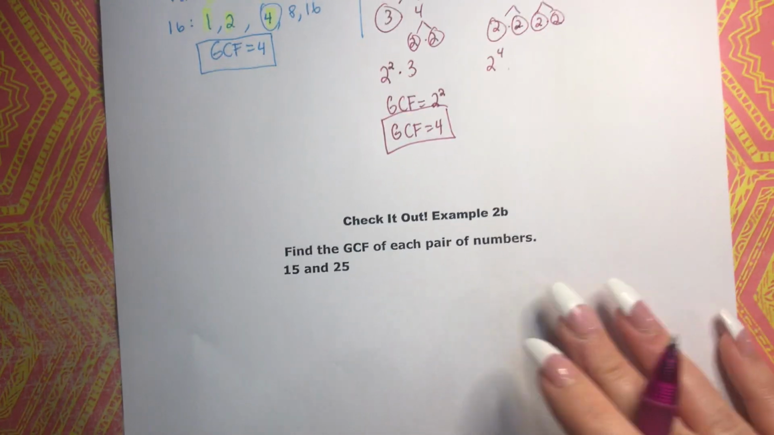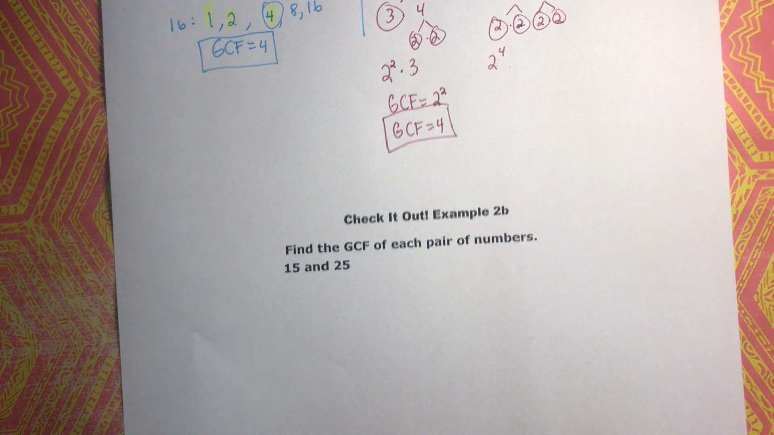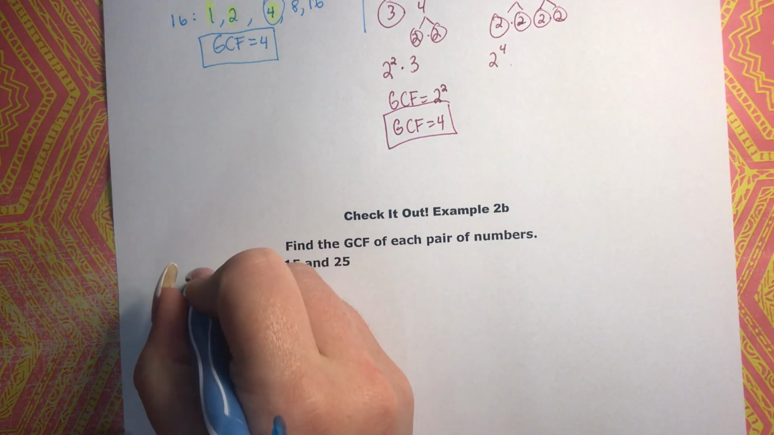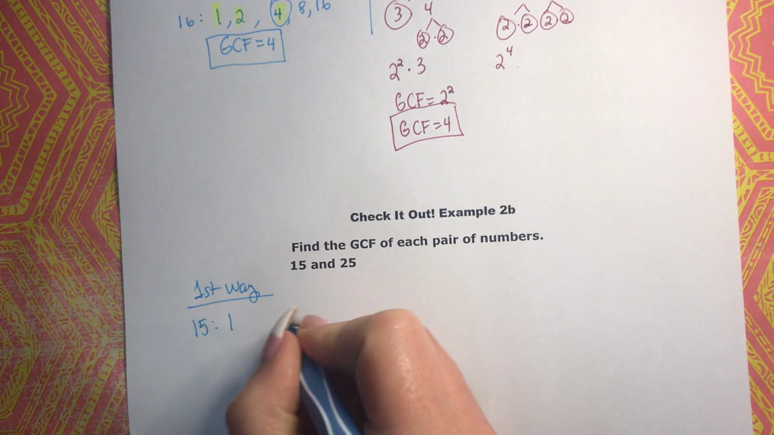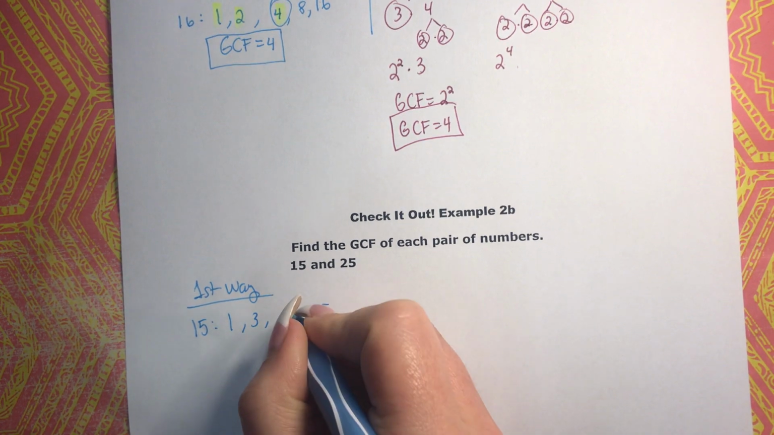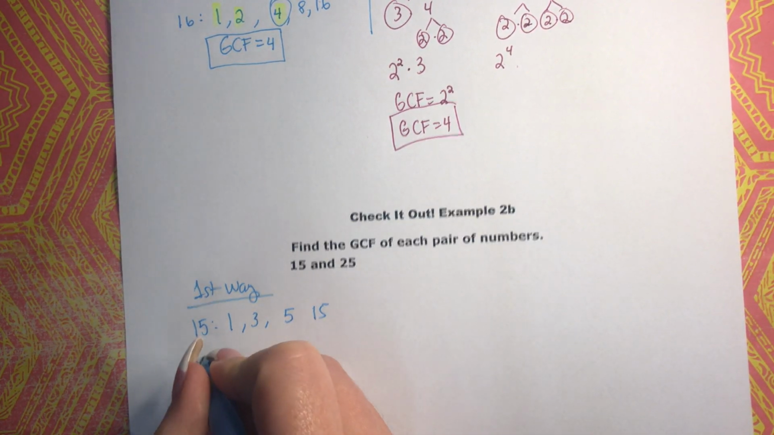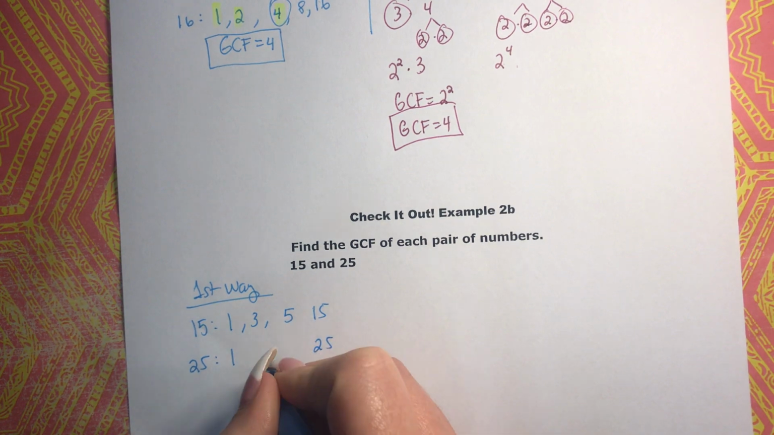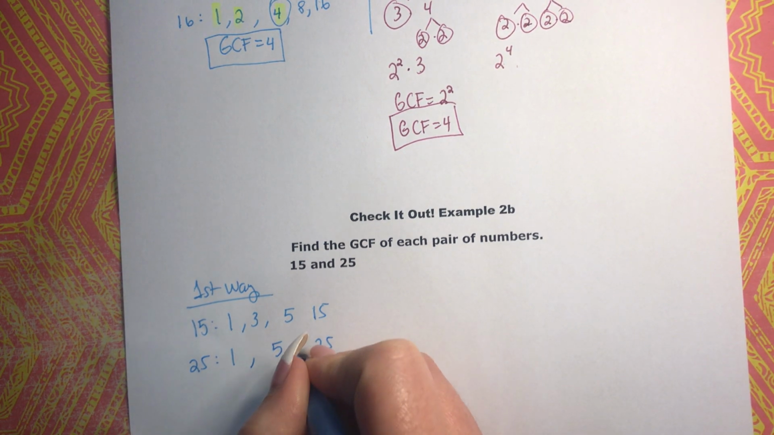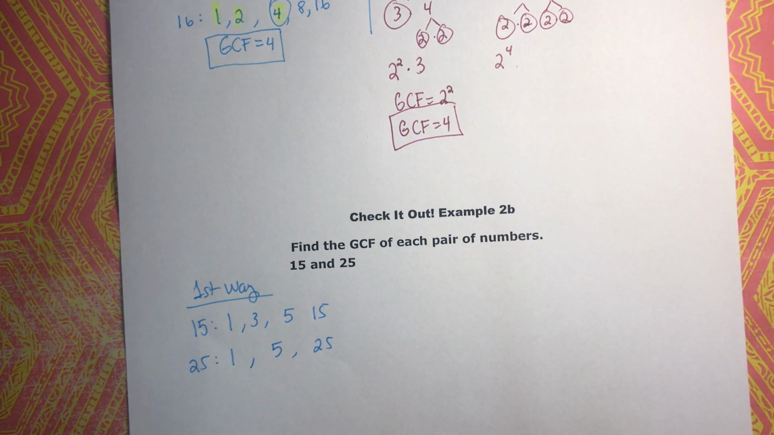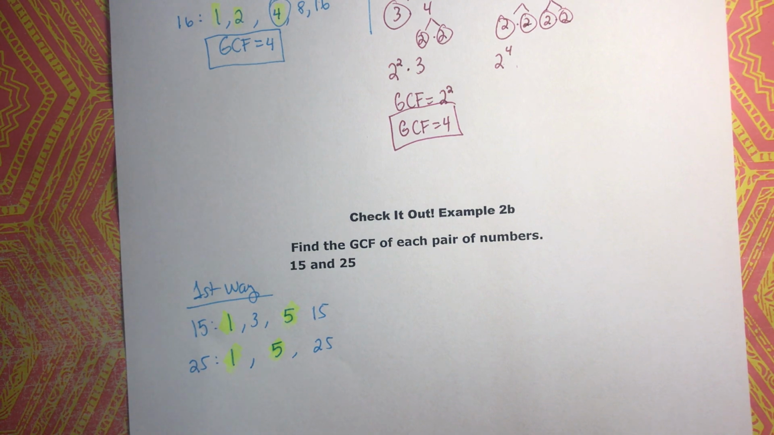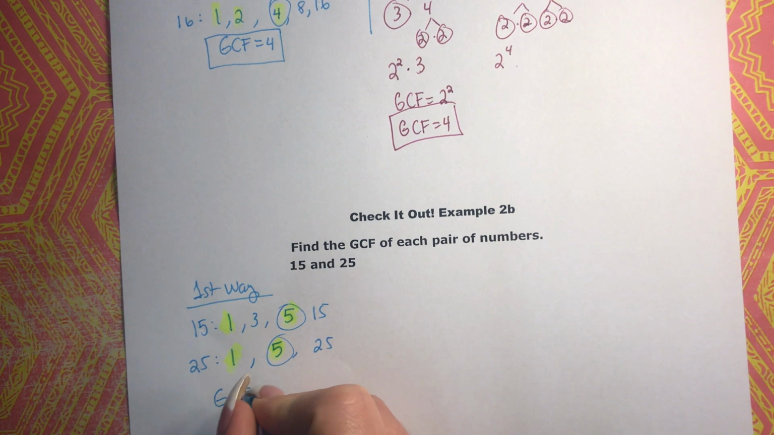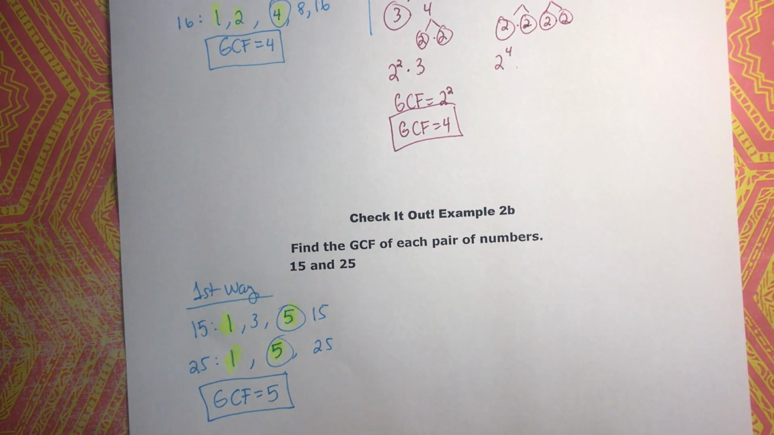Okay, let's look at the next one. We're going to do the first way and the second way. So, first way, 15 is the same thing as 1 and 15 and 3 and 5. 25 is the same thing as 1 and 25, and pretty sure it's just 5. That's it. Okay, so common factors, we have 1 and we have 5. So greatest common factor is 5. GCF is equal to 5. Boom shakalaka, there you have it.